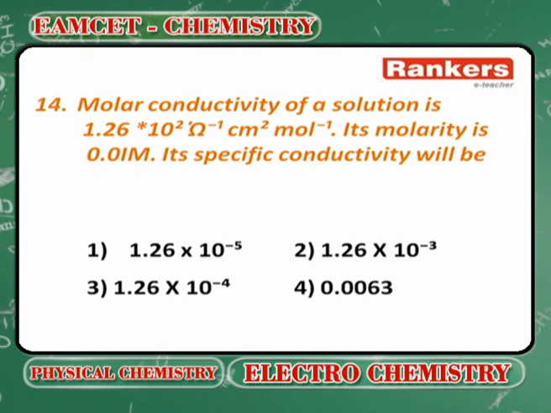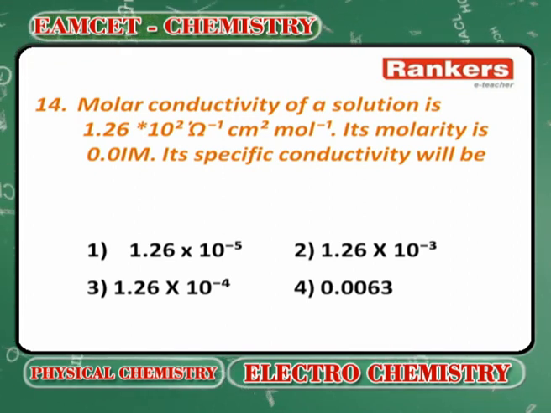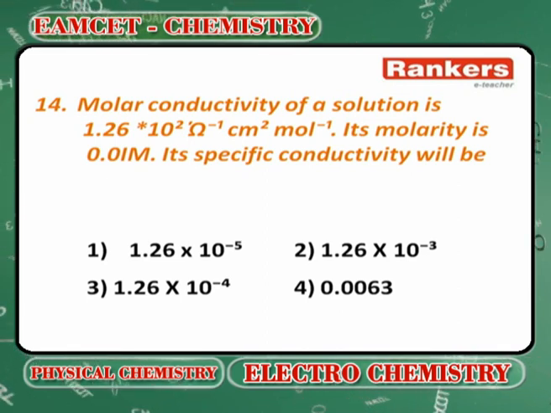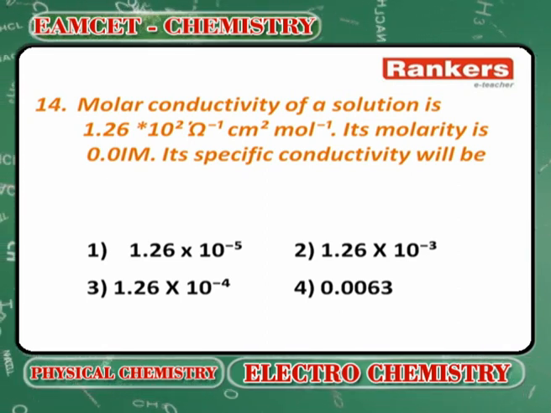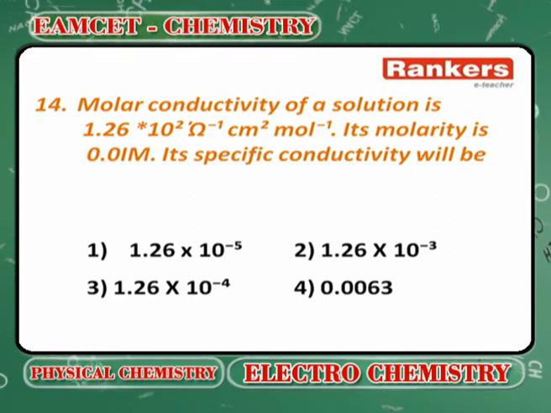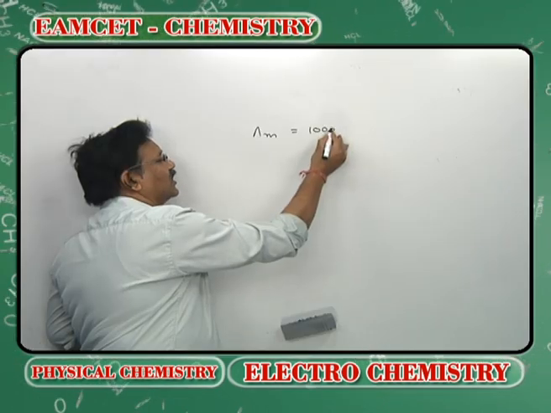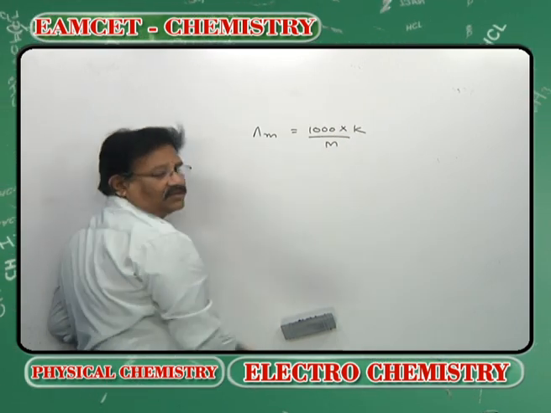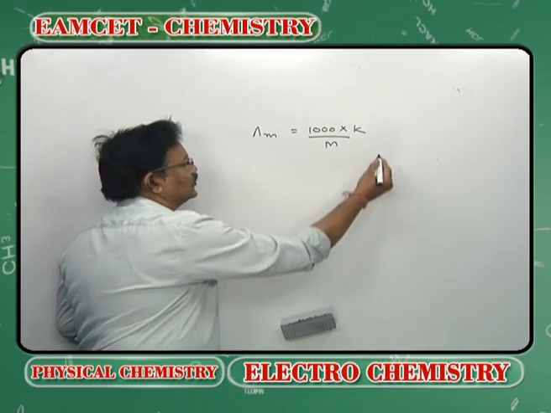Next question. Molar conductivity is given, molarity is given, and we need the specific conductivity. What is the expression for molar conductivity? Lambda m is equal to 1000 into K by molarity, in CGS units.